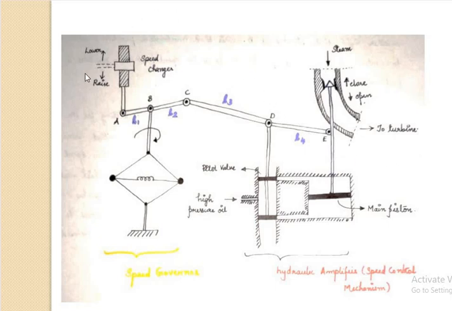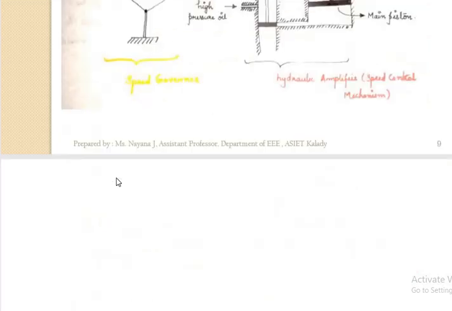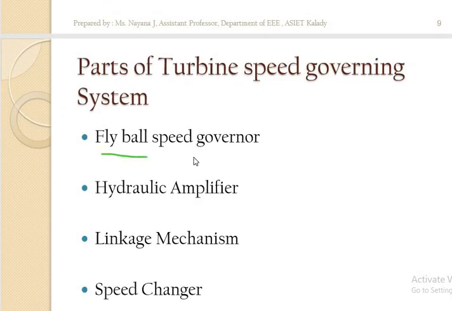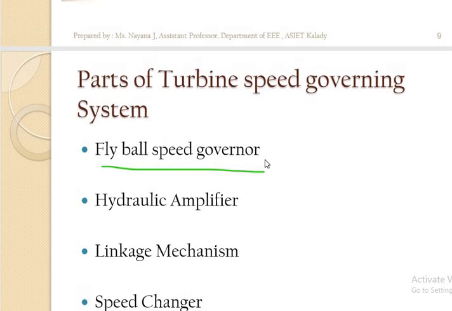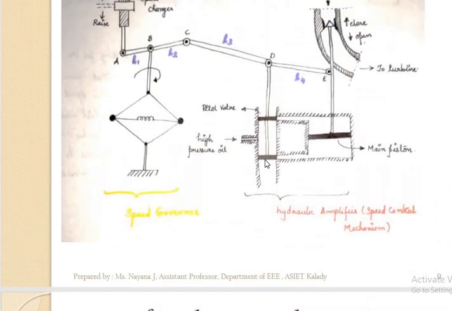The rest of the entire thing provided here is for controlling this single valve. Now we will see what all is provided here. The main parts of this speed governing system, the first one is a fly ball speed governor. We will see what a fly ball speed governor is.